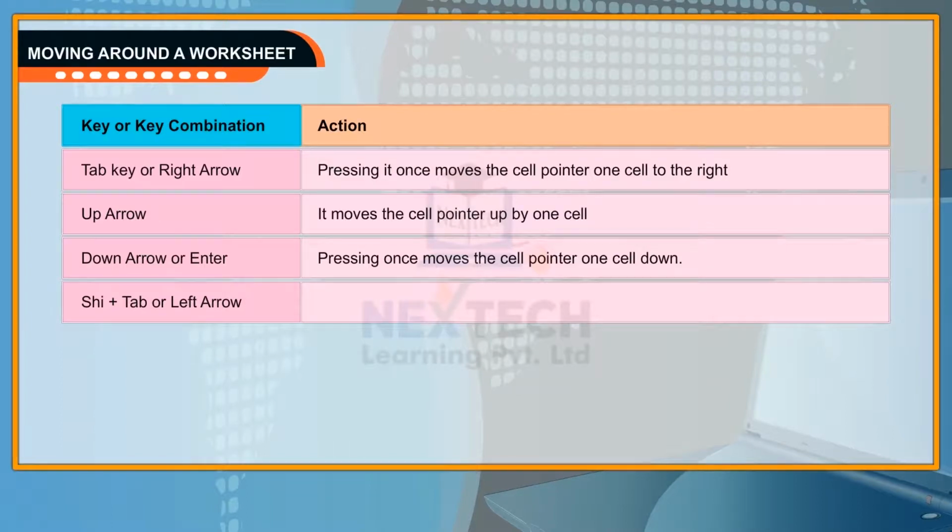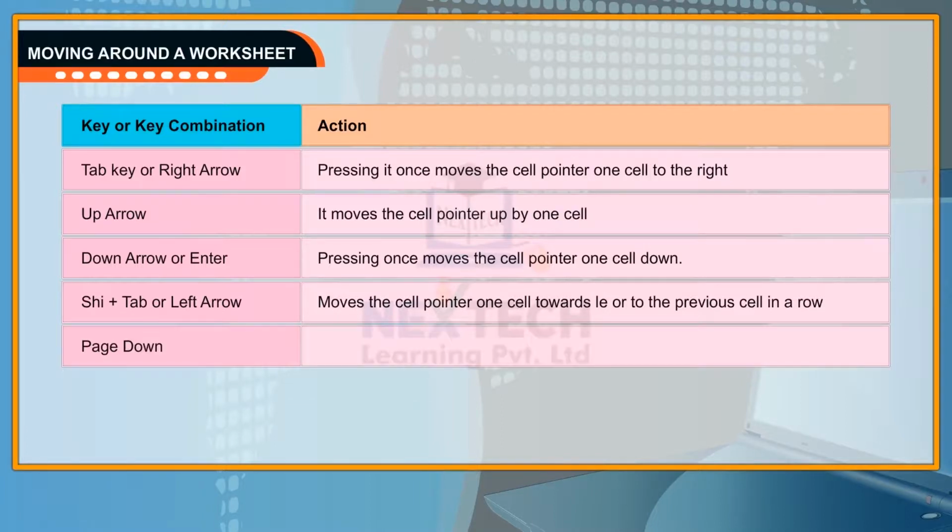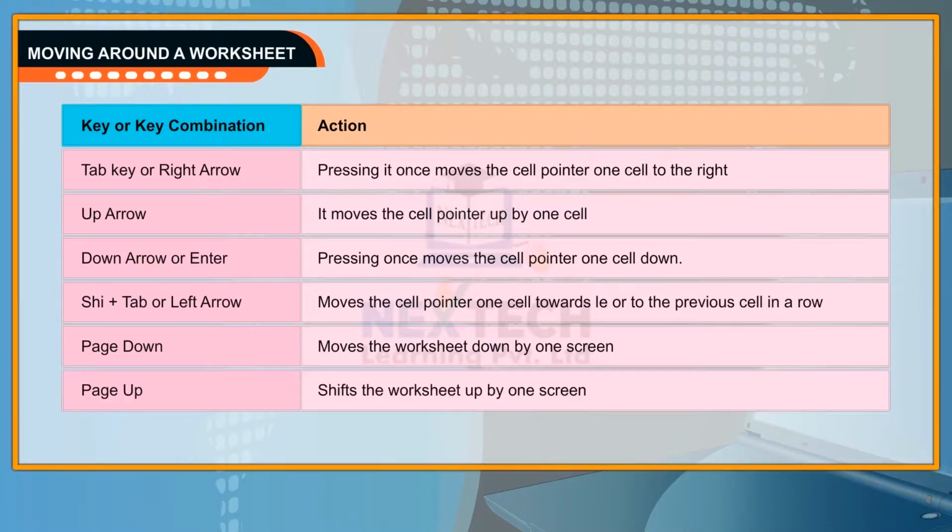Shift plus tab or left arrow moves the cell pointer one cell towards left or to the previous cell in a row. Page down moves the worksheet down by one screen. Page up shifts the worksheet up by one screen.